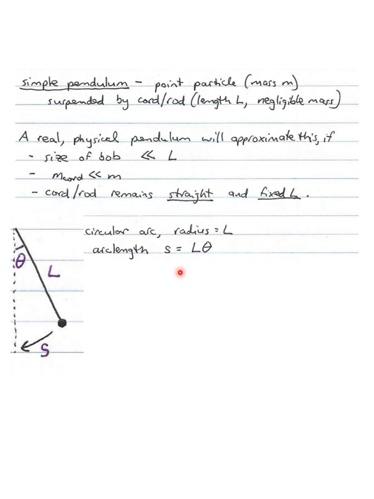The arc length is s equals L theta, as long as theta is in radians. This is a basic trigonometric equation, going around a circle, or the arc of a circle. The arc length equals the radius times the angle in radians.